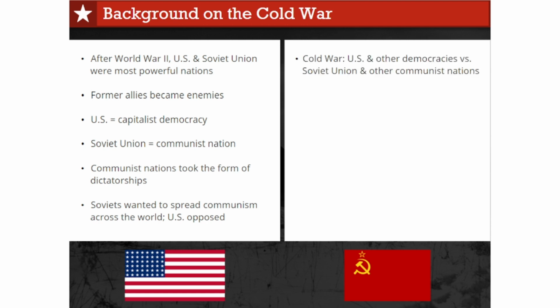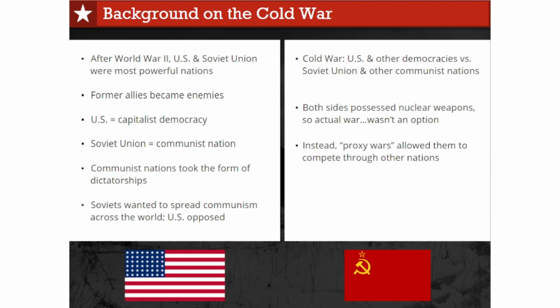For almost 50 years, a Cold War existed between the United States and other democracies and the Soviet Union and other communist nations, which soon included China, the most populous nation on Earth. Both sides possessed nuclear weapons and were prepared to use them, so an actual war between them wasn't an option. It might have resulted in the end of human civilization. So the U.S. and the Soviet Union never actually went to war, directly at least.